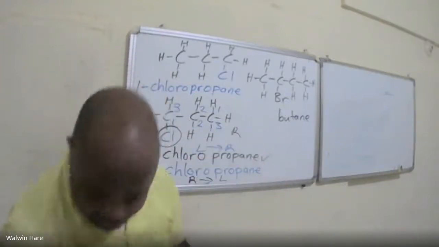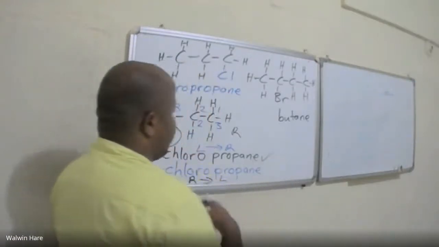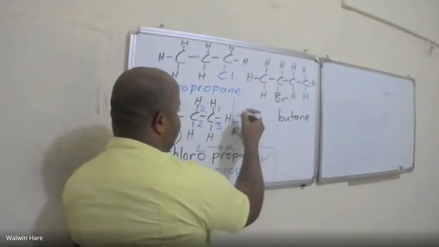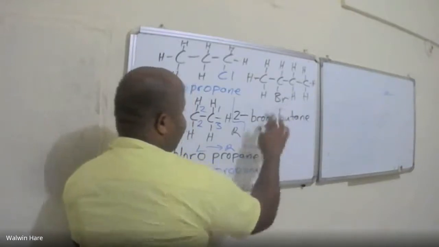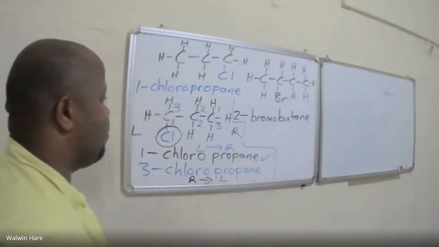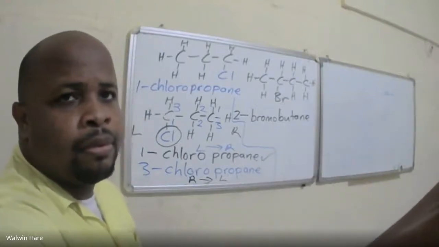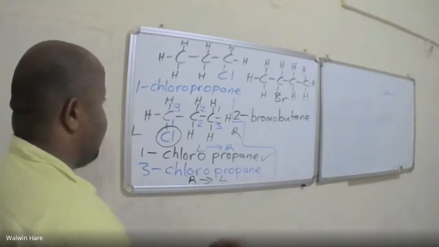All right. So it is butane. Is it just butane? What is it now? 2-bromobutane. That is correct. So it is 2-bromobutane. Good job. All right. Let's work on the next one.